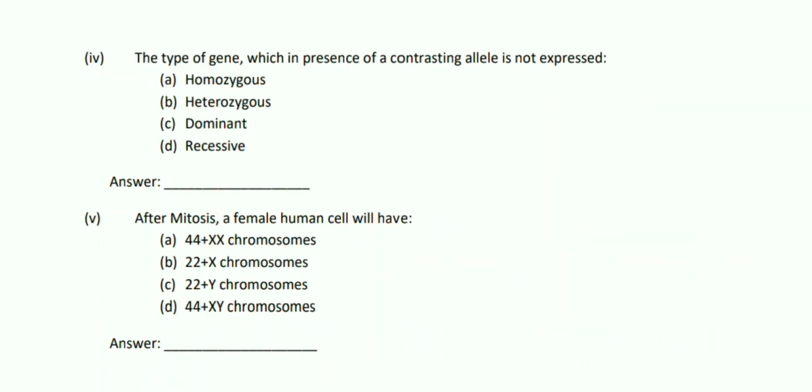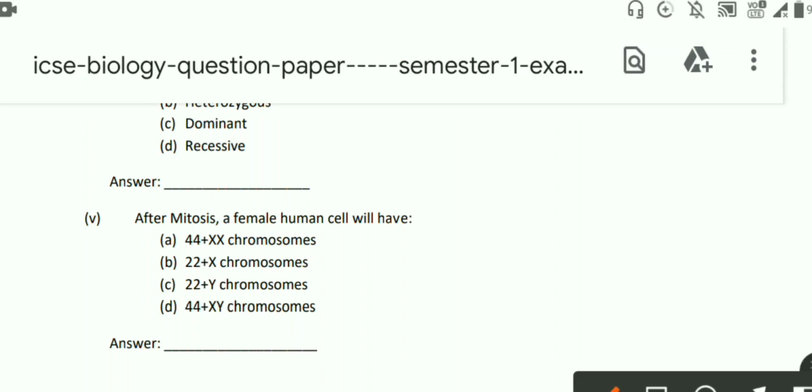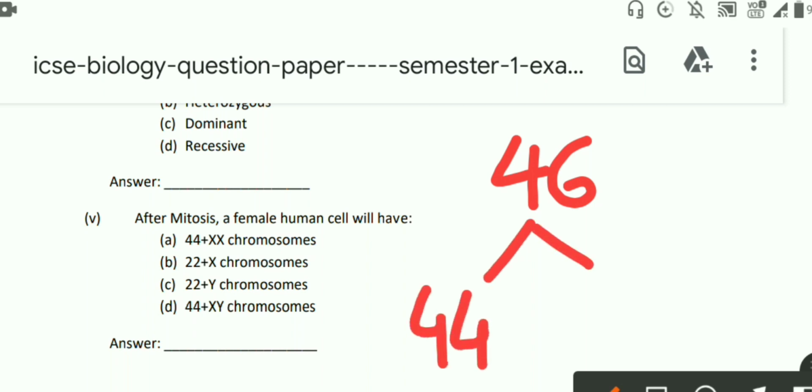Okay, next. After mitosis, a female human cell will have, so we have 46 chromosomes, out of which 44 are autosomes. And since it says female, we know females are XX. So the right answer is option A.